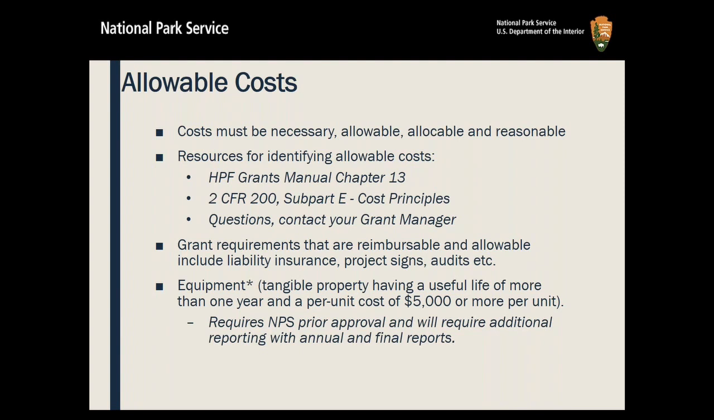Equipment is also allowable, however, it requires prior NPS approval, and without that approval, we cannot reimburse you for that cost. And just to clarify, equipment is tangible property having a useful life of more than 1 year and a per unit cost of $5,000 or more per unit. So if you're buying a bunch of windows for a rehabilitation, the overall cost for that might be $20,000, but each window may be $2,000. So that would not be considered equipment because each window is $2,000. So you're just looking at per unit cost.